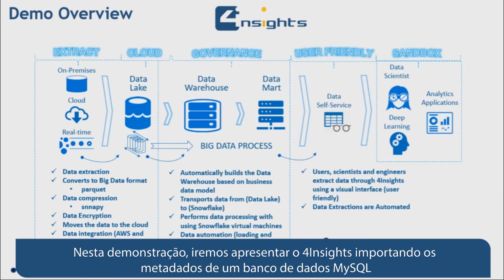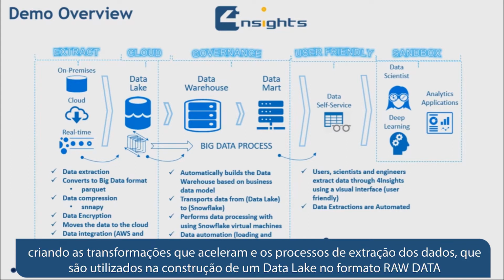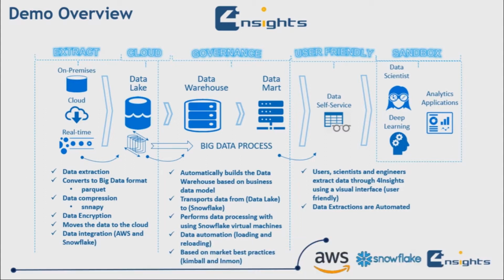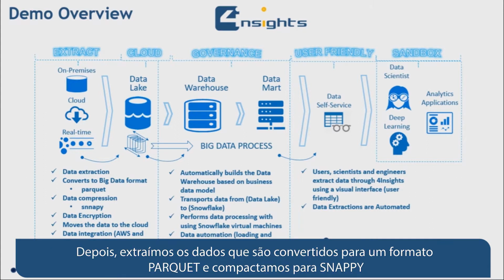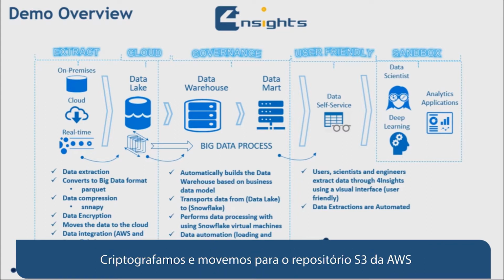In this demonstration, we will introduce 4INSIGHTS by importing metadata from a MySQL database, creating the transformations that accelerate data extraction processes that are used to build a data lake in raw data format. In the visual interface, we demonstrate how we can enrich this metadata, including logical, descriptive names, and tags. Then we extract the data, which is converted to a Parquet format and compressed with Snappy. We encrypt and move it to the AWS S3 repository.